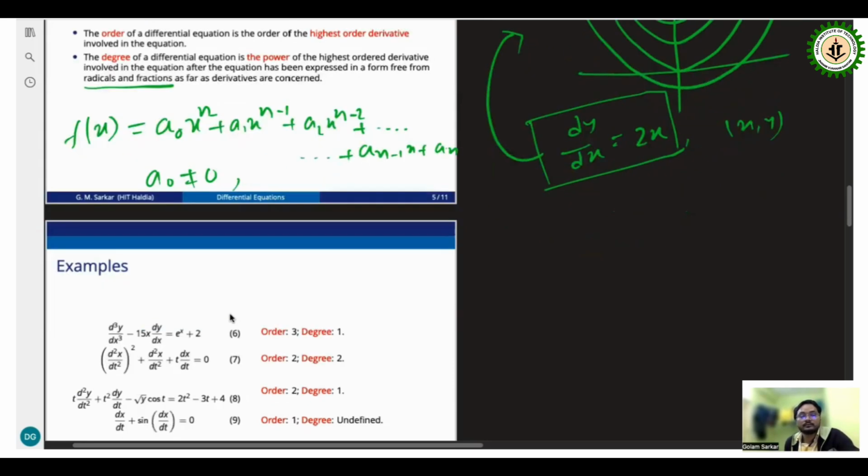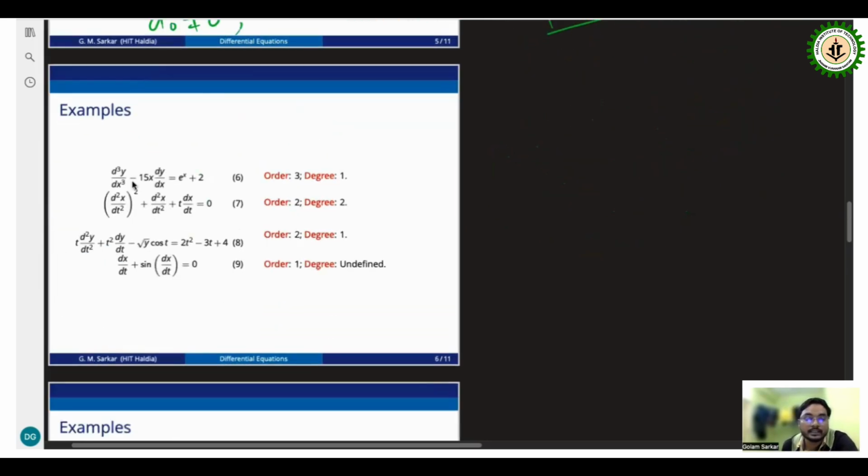Now, we take these examples. For this first example, you see the differential equation in the form of del cube y by del x cube minus 15x del y by del x equals this. So the highest order derivative term is this term, and it has only power 1. So order is 3, degree is 1. Similarly, here the highest order derivative term is d2x by dt square. Here there is also another term, but you see that one term has the power 2. So the degree is 2 and order is 2.